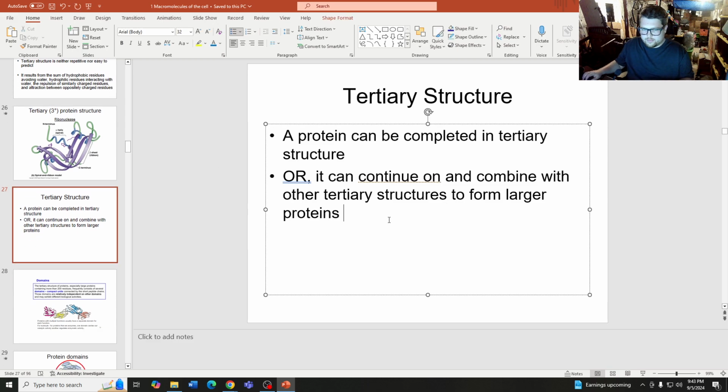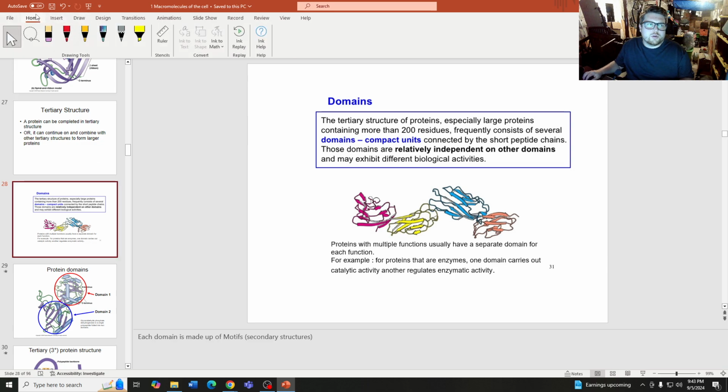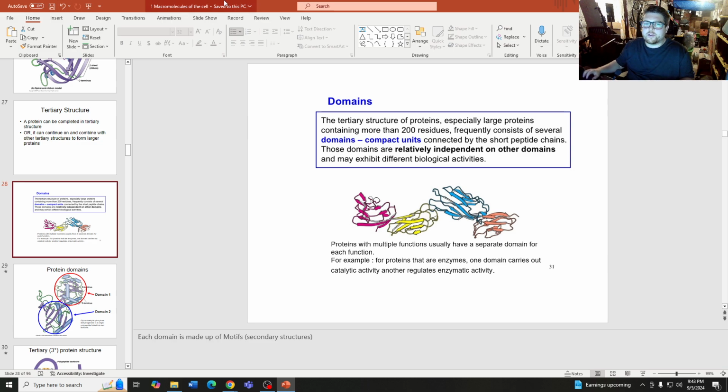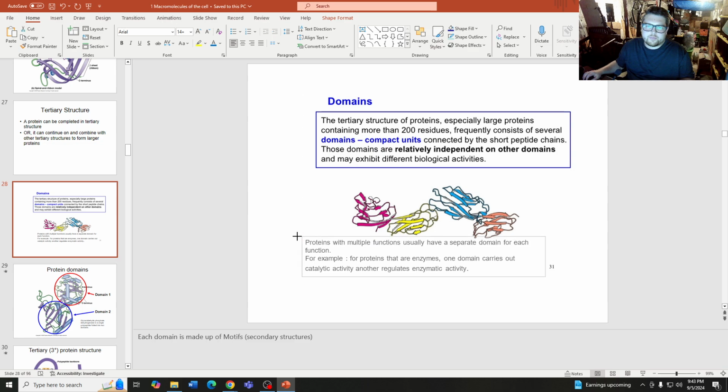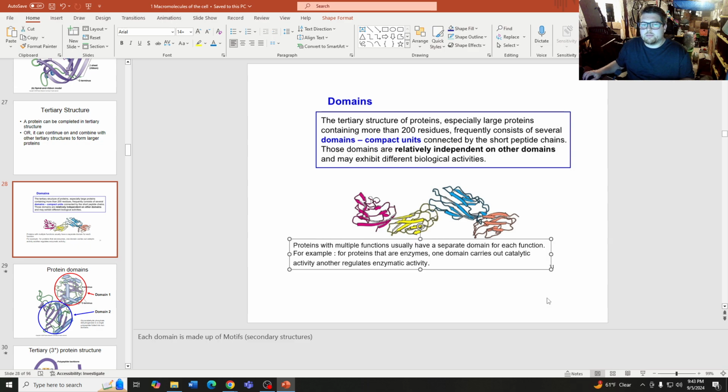Before we look at that, we want to talk about something called domains. Within the tertiary structure, you can have different parts of the same protein. Let me make sure I describe this appropriately. Different chunks or different parts of the polypeptide chain are going to fold and be like a subunit of the protein as a whole.